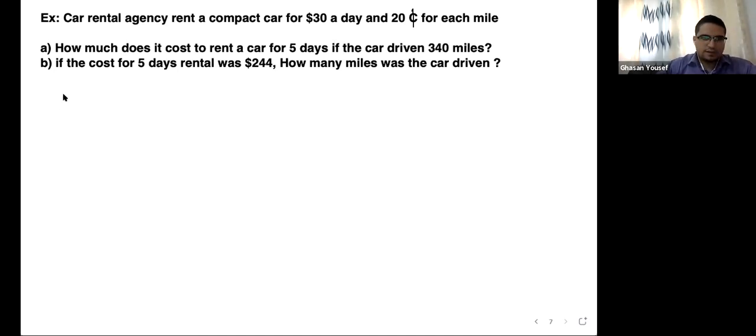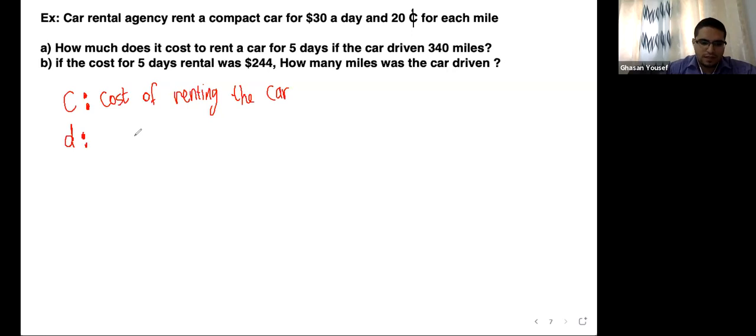So I can say, let C be the cost of renting the car. I'm going to define D as the day, and M as the mileage, the miles. So now I can define the model formula: C equals $30, because they charge $30 per day, times D, plus, what is the formula?